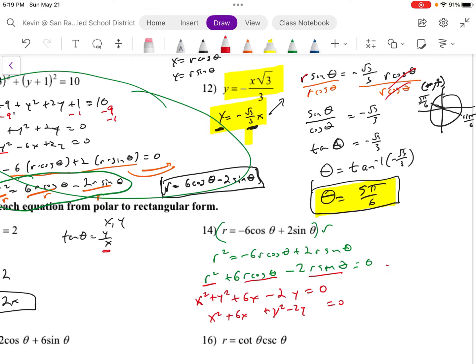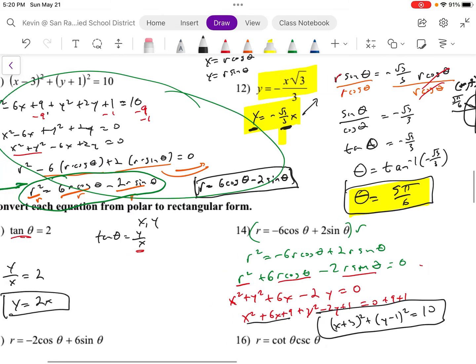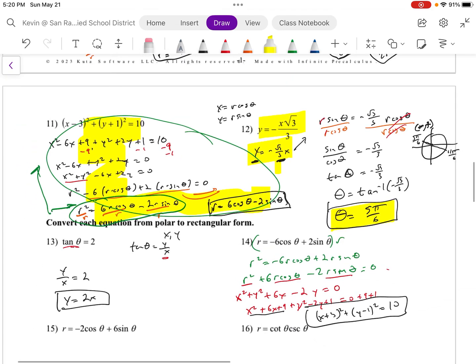I left these gaps here because we need to complete the square. 6 divided by 2 is 3. 3 squared is 9, so that's plus 9. Negative 2 divided by 2 is negative 1. Negative 1 squared is 1, so this is plus 1. I'm going to add 9, and I'm going to add 1. My final equation, then, completing the square: x plus 3 squared plus y minus 1 squared equals 10. So you can see how, in this case, we basically just reverse engineered what we did there.